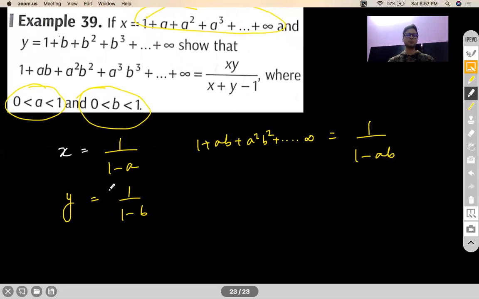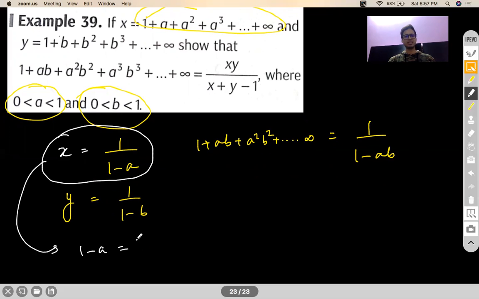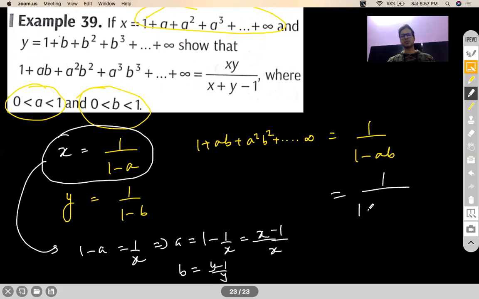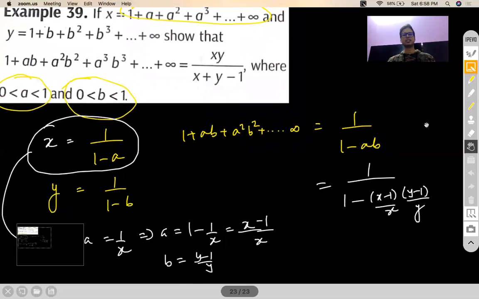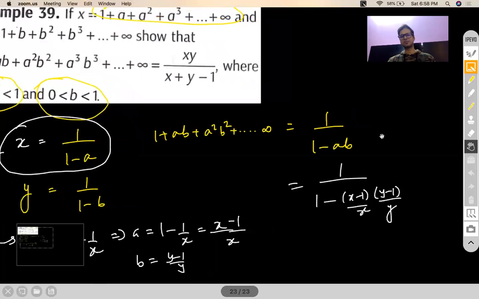Isn't it? Now, from this expression, can I say 1 minus a is 1 by x? So a is equal to 1 minus 1 by x, that is nothing but x minus 1 by x. Similarly, b would be y minus 1 by y. So this expression I can write as 1 minus ab. ab is nothing but x minus 1 by x into y minus 1 by y. Any questions, any concerns?